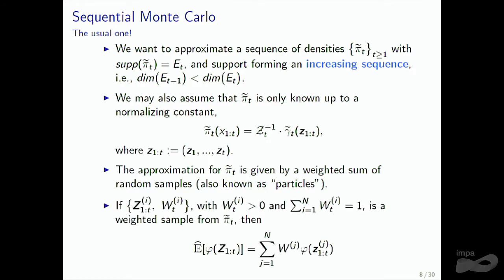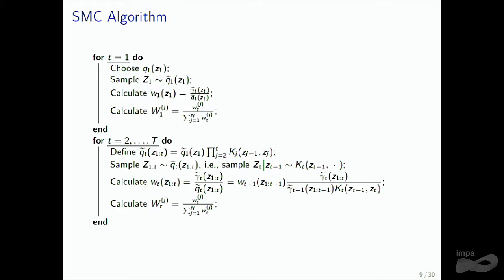And so exactly as we had before, if the path Z1 to ZT, the ith sample for this path, and the weight WT for the ith sample form a weighted sample for pi t tilde, we can approximate expectations of any function of these. Okay? All this is to say that everything works the same way as it did for importance sampling, with one more index. Okay, so the algorithm is very simple.